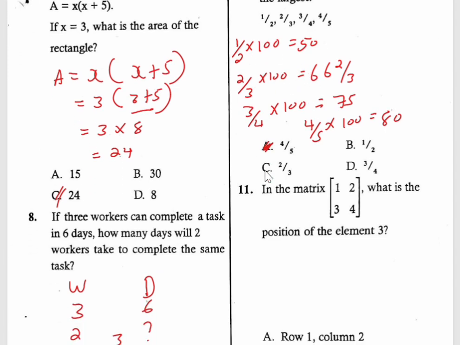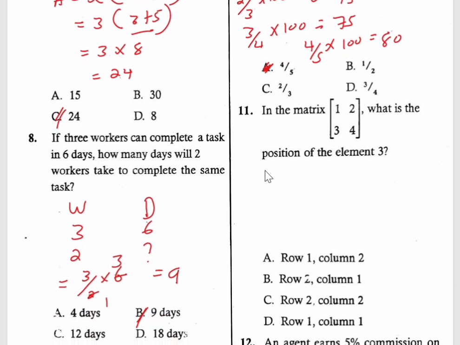Let's go to question number 11. We have the matrix 1, 2, 3, 4. What is the position of the element 3? So I usually tell students that if you have a matrix of this order, here we have A, B, C, D. The order of a matrix is given by rows and columns, so RC. So these are the rows, these are the columns. So that is the order of the matrix. It is rows multiplied by columns.